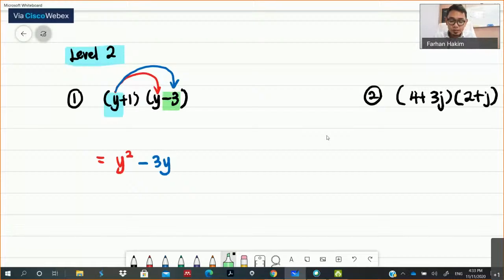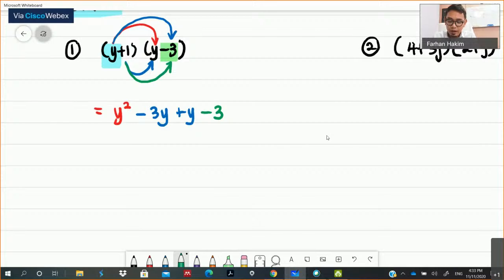So next one is still in blue color because positive 1 multiplied by y will get positive y. And finally, we have positive 1 multiplied by negative 3 will get negative 3. So we have to simplify this negative 3y together with positive y because they are the same terms. So this will become y square, negative 3y plus y.